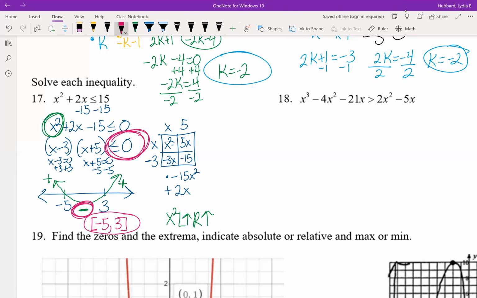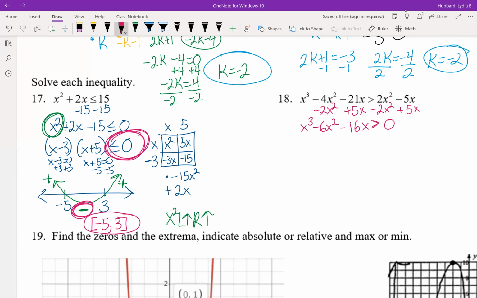Okay, moving on to the next one. Again, first thing we have to do is get it set equal to 0. So we're going to subtract 2x squared from both sides. Okay, and we're going to add 5x to both sides. I'm going to do both of those in the same step. So that would give us x to the third minus 6x squared minus 16x is greater than 0. Okay, because I did this to get 0 on one side.